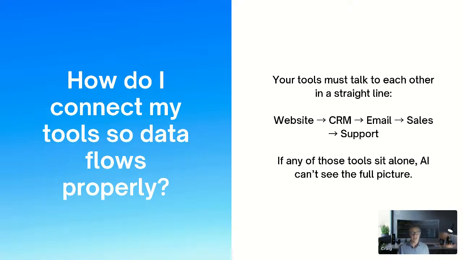If any of these tools sit alone, as we said, AI can't see the full picture. So you can either connect them with Zapier or N8N or Make, but make sure you have them connected. Do a trial run this week, try something. It's a Friday today, so try something this afternoon after this. Spend an hour just sorting out your data and doing a test run on how well your tools are connected. Because disconnected tools create disconnected decisions.